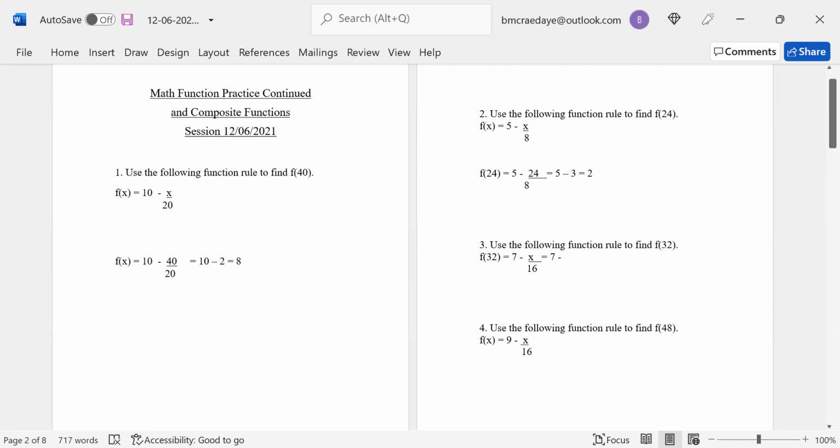What's 32 over 16? Chastity, 32 divided by 16. Hold on. 32 divided by 16.